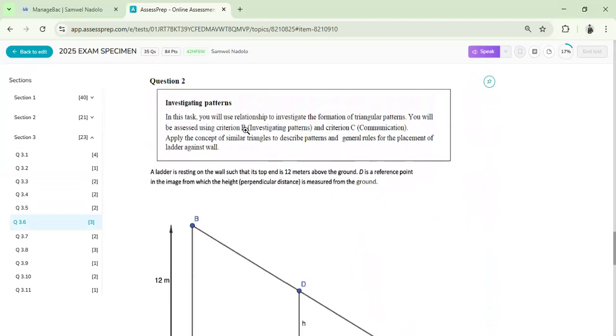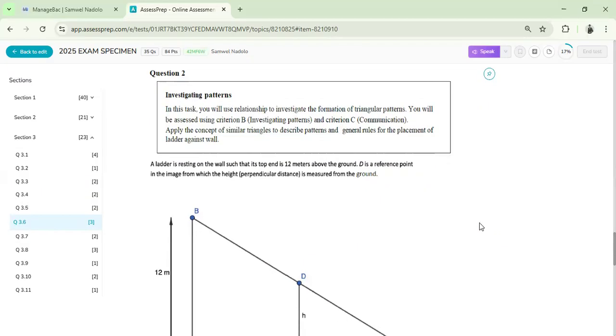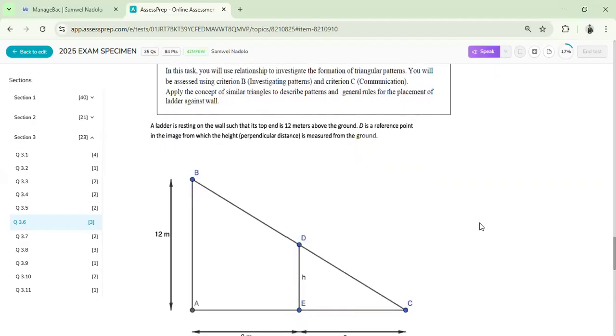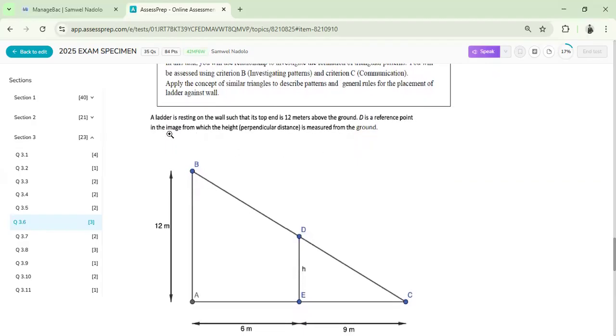In this task, you will use relationship to investigate the formation of triangular patterns. It will be assessed using criterion B, which is investigating patterns, and criterion C, which is communication. Apply the concept of similar triangles, describe patterns and general rules for the placement of a ladder against the wall. So the question is, a ladder is resting on the wall such that its top end is 12 meters above the ground. So check AB, resting on the wall.